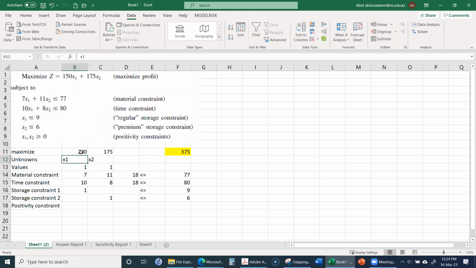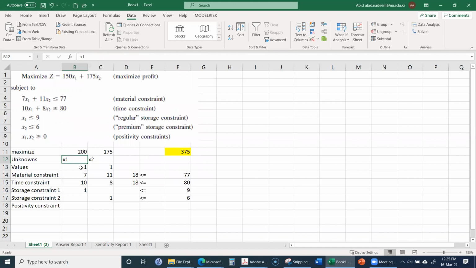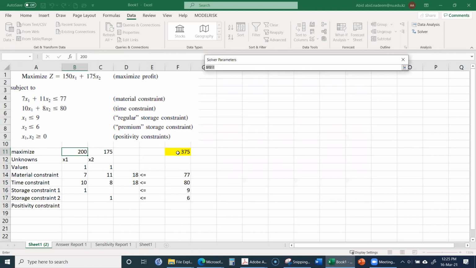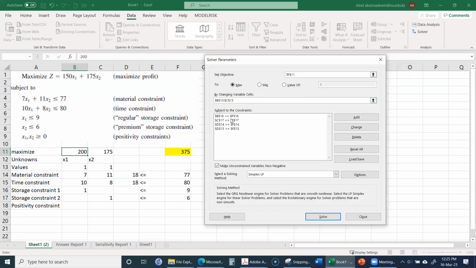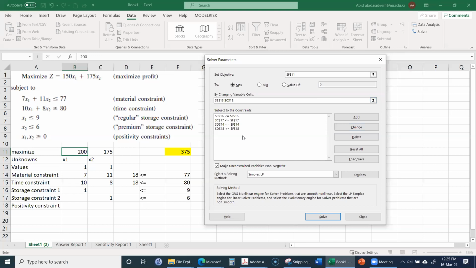So will I get the same answer or not? According to this sensitivity report, I should get the same answer, 4.88 and 3.88. Of course, the maximum value will be different, but these values will be the same. So now I have changed 150 to 200. In Solver, I think everything has been set up over here, the changing cells and then the subject to constraints, something like that. So let me solve it.